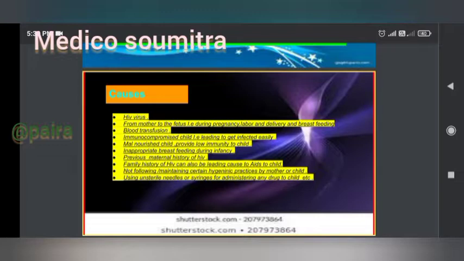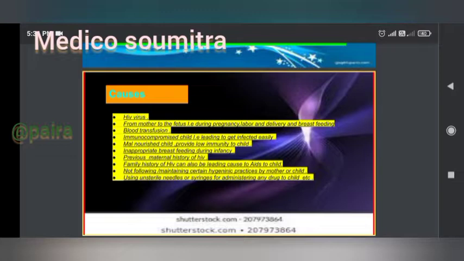Next, not following or maintaining certain hygienic practices by the mother or child. If the mother is not following or maintaining certain kinds of hygienic practices for the child while the neonate is in a diaper, or during the infant time, then obviously the child will have more probability of being infected with AIDS.